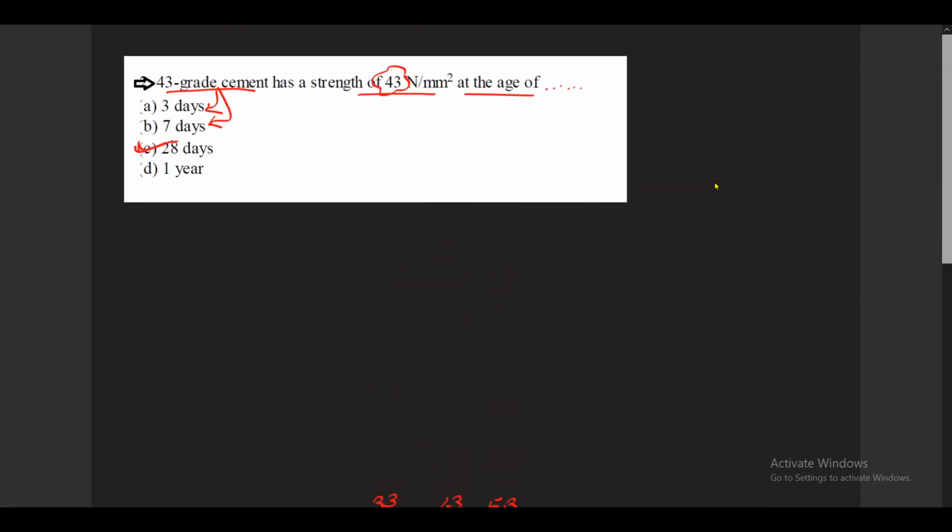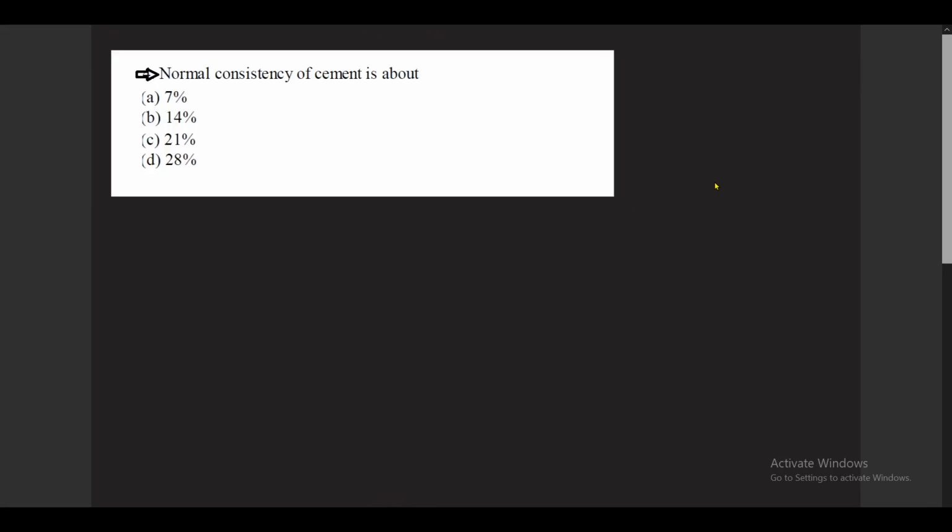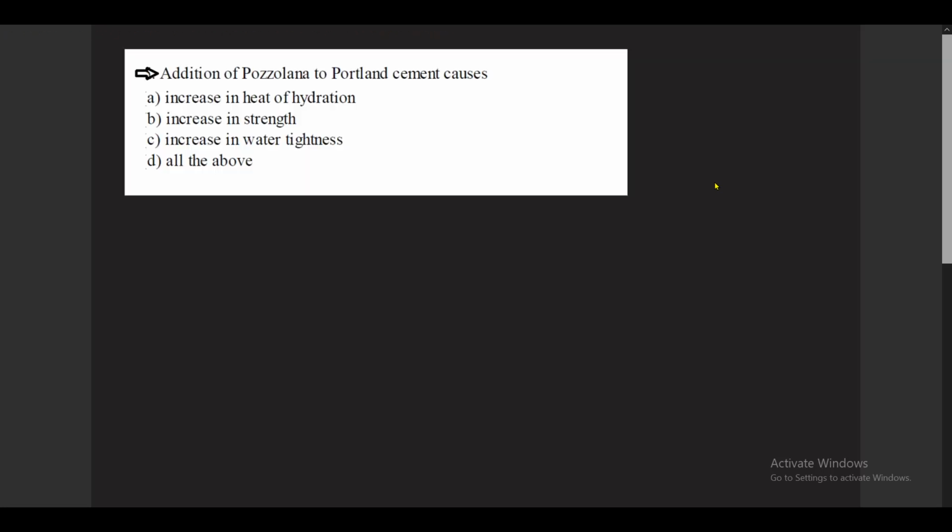So this is about the basic question. Now let's move to the next question. The next question is: the normal consistency of cement is about. So they are asking about the normal consistency of cement. The correct option here is option D, that is 28%. 28% is the normal consistency of cement. There is no explanation for that question.